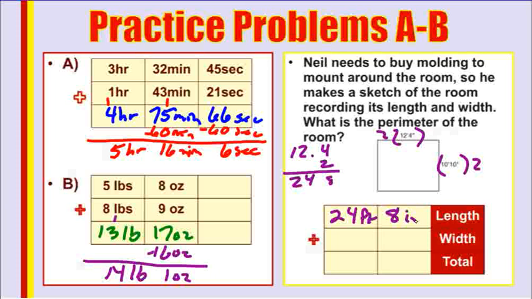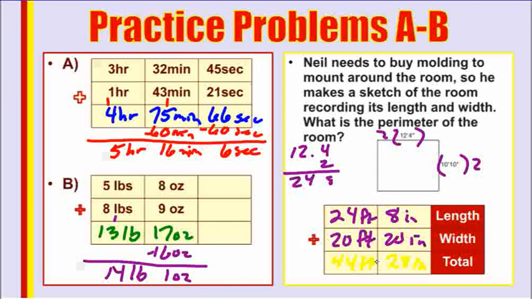And the width would be times 2. So this would be 20 feet, 20 inches. If I were to add them together, you would have 28 inches. You would have 44 feet.